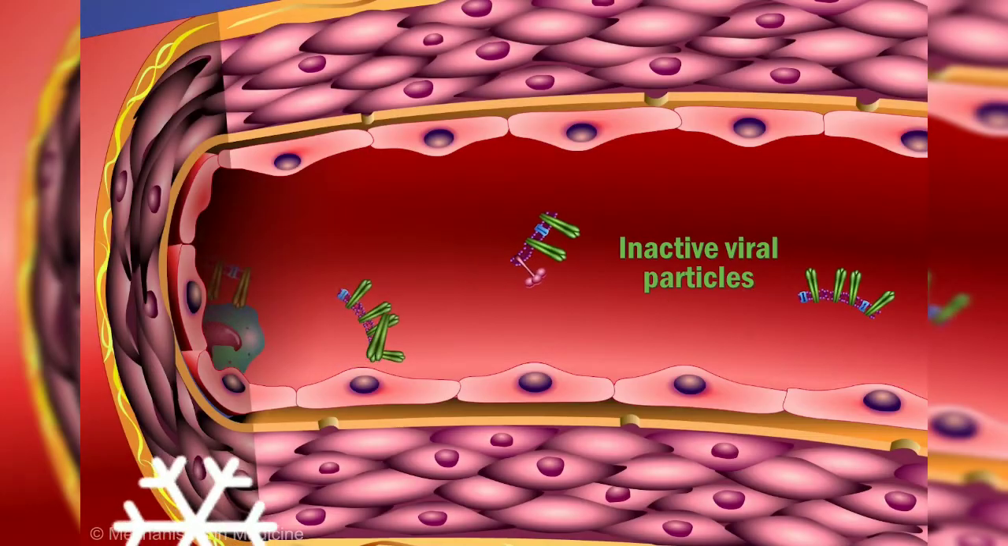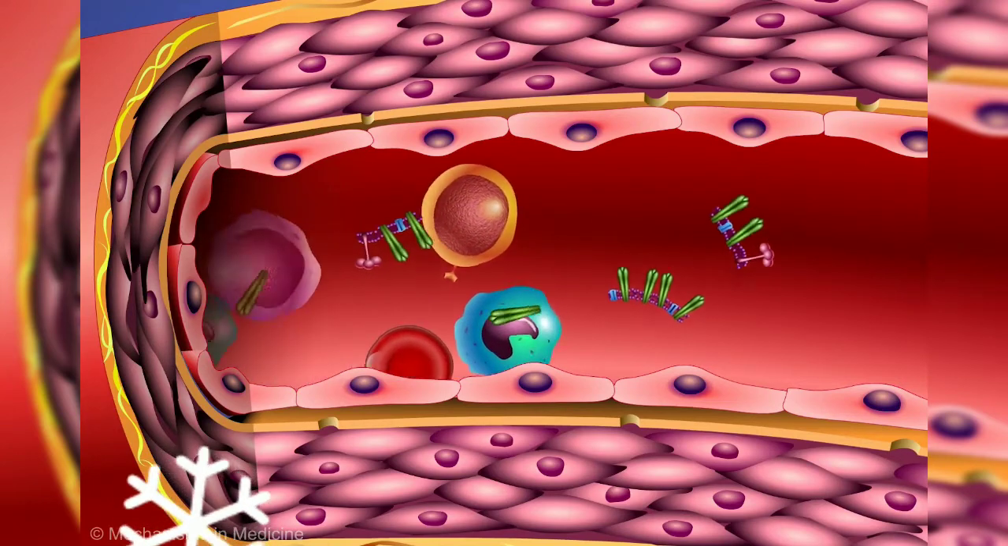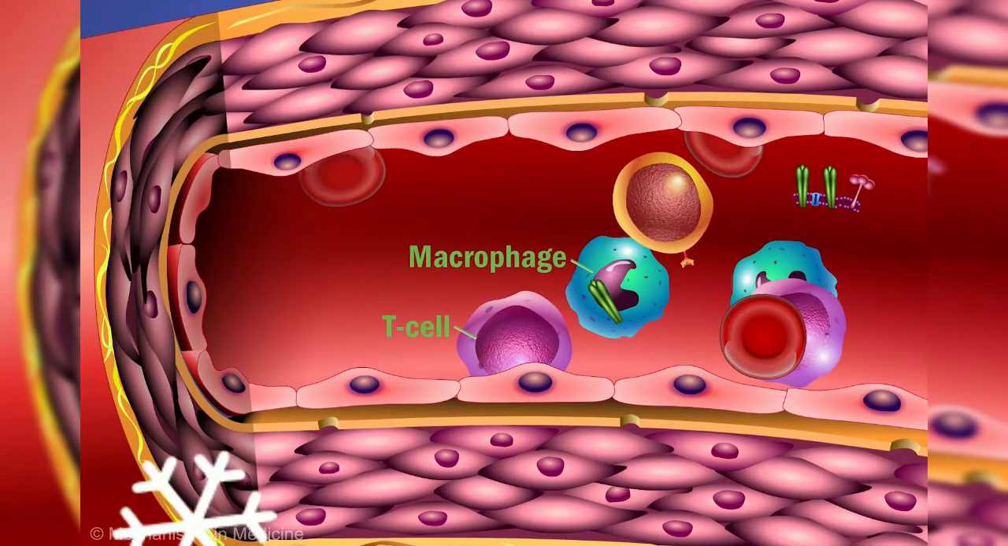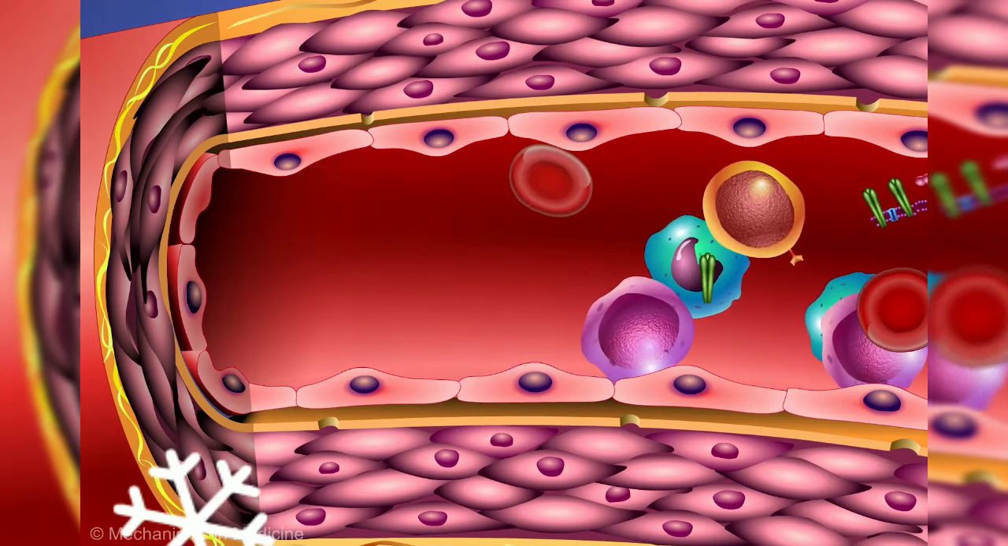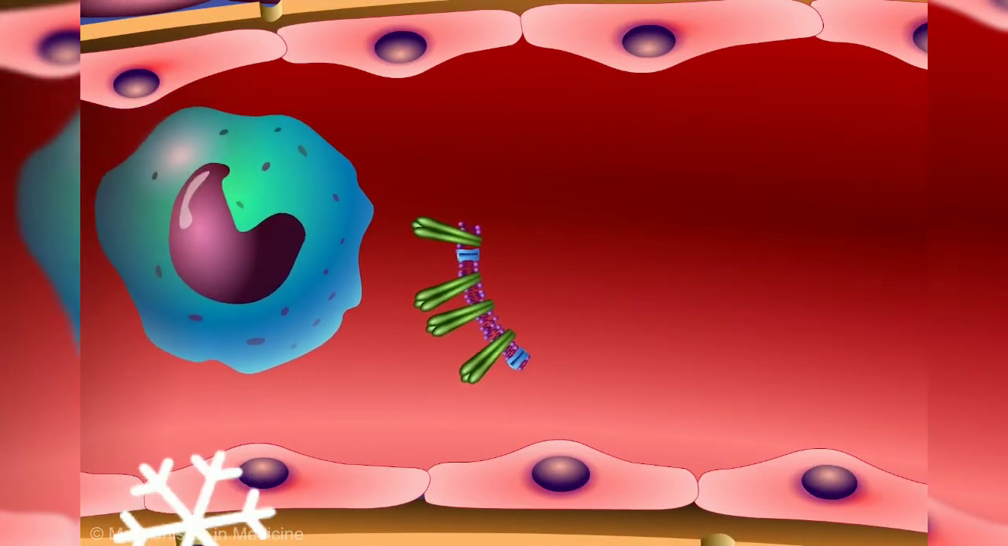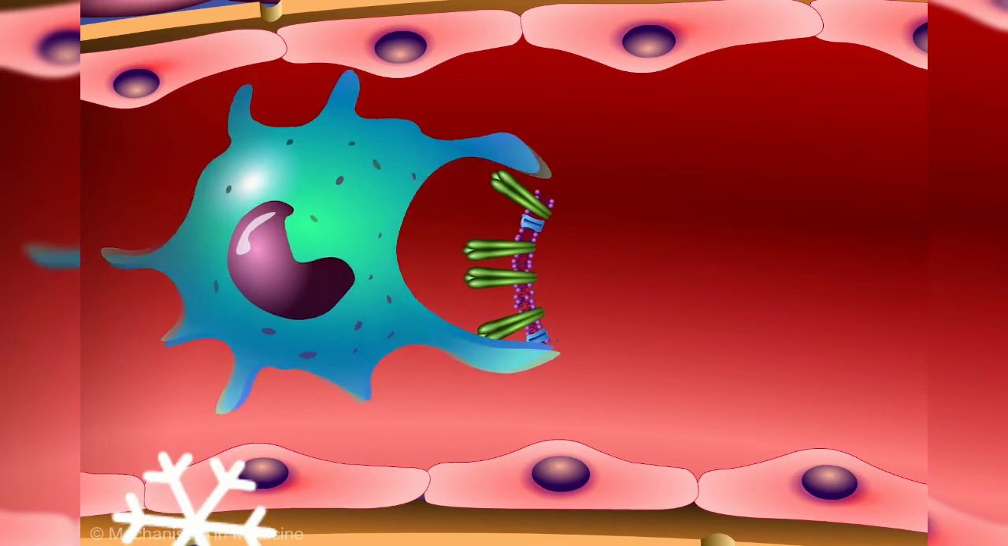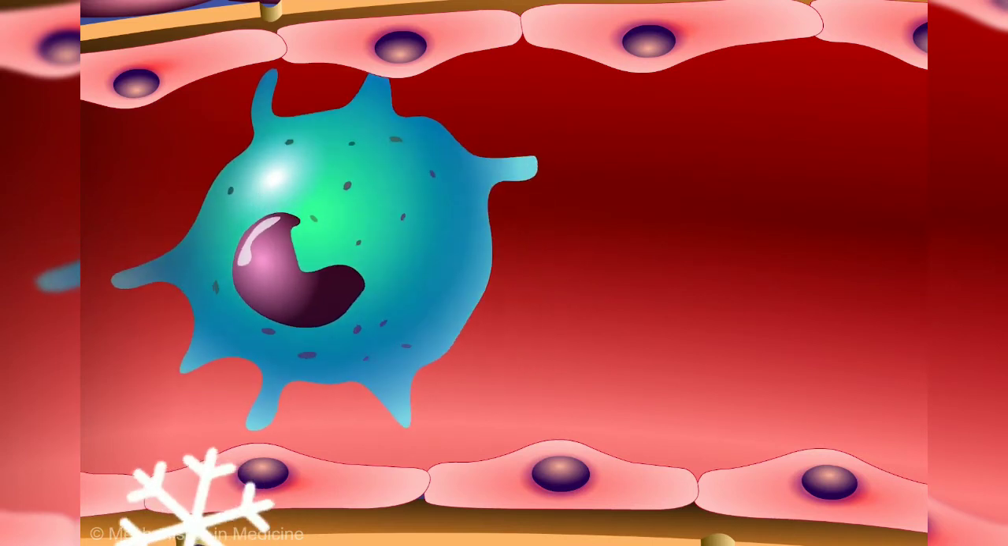There, they are met with an immune response mediated by various immune cells, including macrophages, T lymphocytes or T cells, and B lymphocytes or B cells. A major mechanism of action involves macrophage phagocytosis of hemagglutinin, breaking it into smaller components.